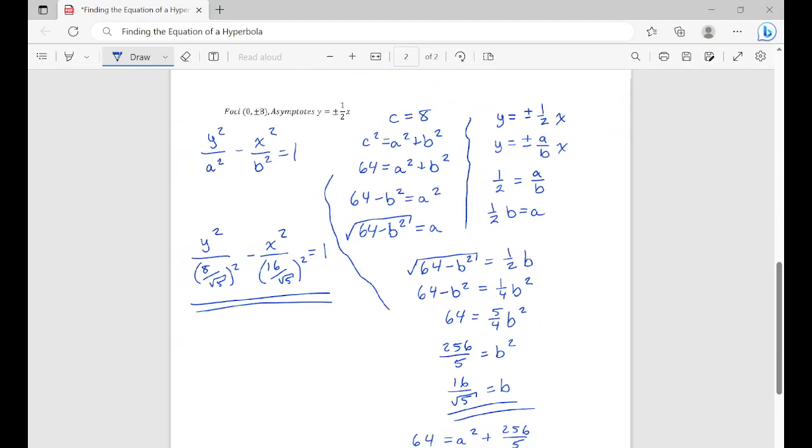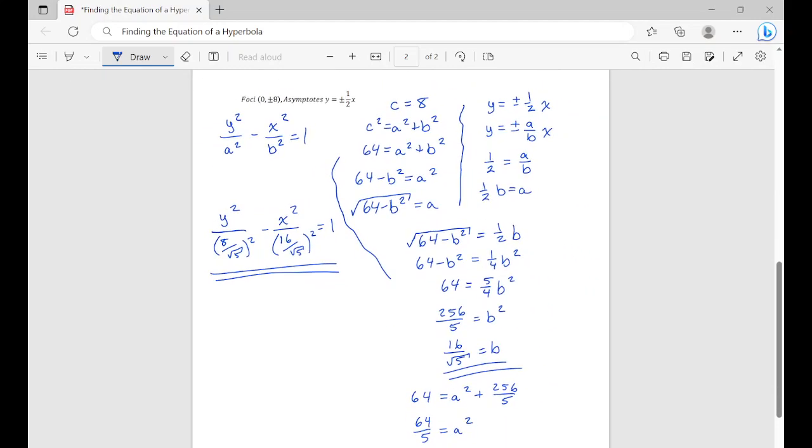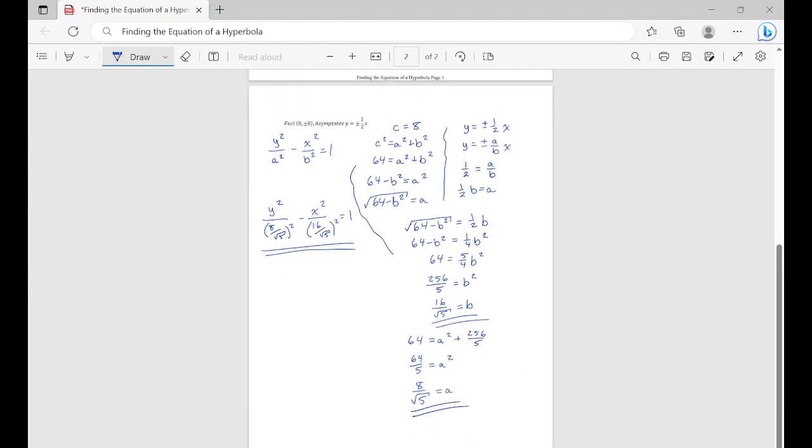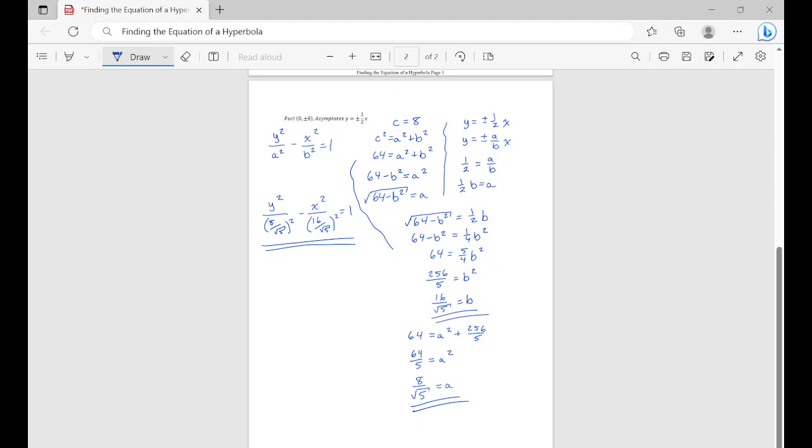And so this one took a while, but these are the steps you would have to go through to be able to get the equation of a hyperbola for this one.